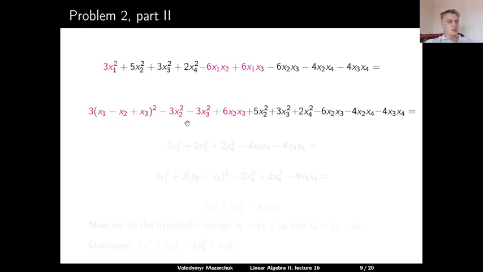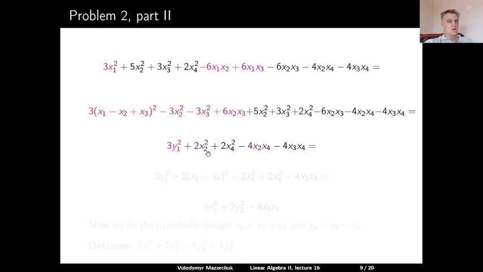And now the magenta part in the second line is equal to the magenta part in the first line. And we copy all the remaining summands from the first line. So now the second line is exactly equal to the first line. So we denote x1 minus x2 plus x3 as y1. And then we will get 3y1 squared. Now we have minus 3x2 squared plus 5x2 squared, which is plus 2x2 squared, minus 3x3 squared plus 3x3 squared, which is 0. And then we will have plus 2x4 squared here, plus 6x2x3 minus 6x2x3. This just disappears. And we have minus 4x2x4 minus 4x3x4.